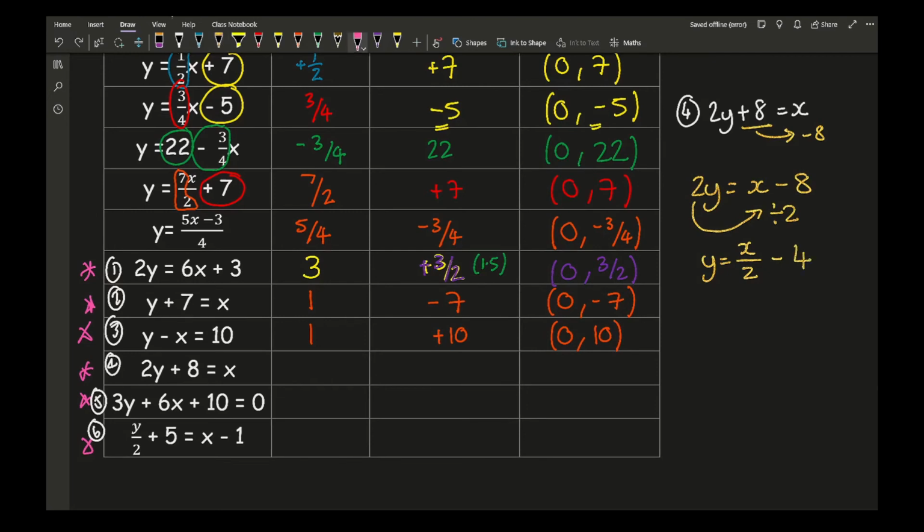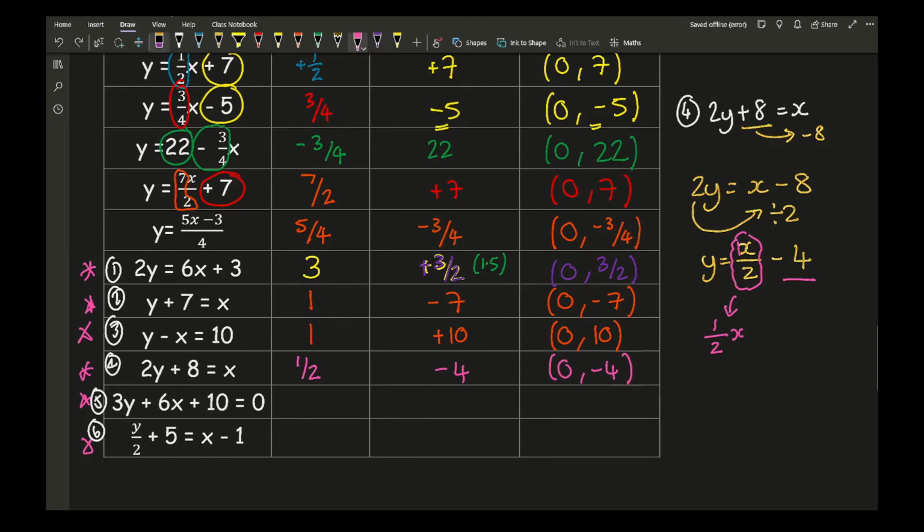Now, when you've got something that looks like this, again, that is exactly the same as a half x. You can just move the x to the side and then it's just 1x. So here the gradient is going to be a half and the y-intercept is going to be minus 4. So then it's going to be 0, minus 4 as a coordinate.